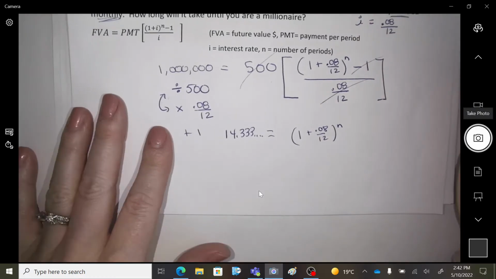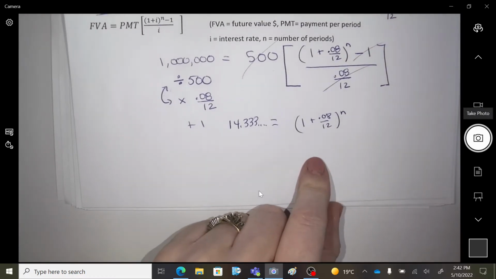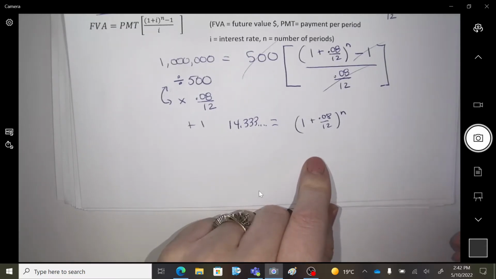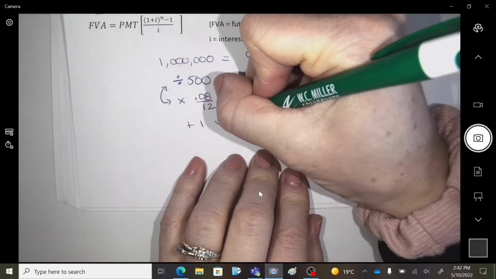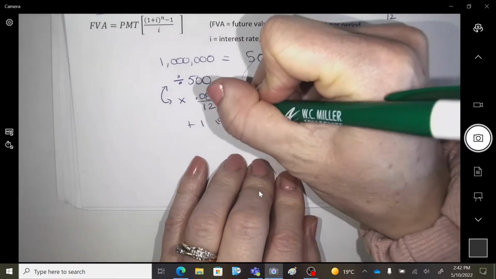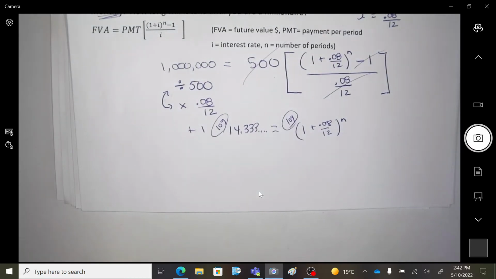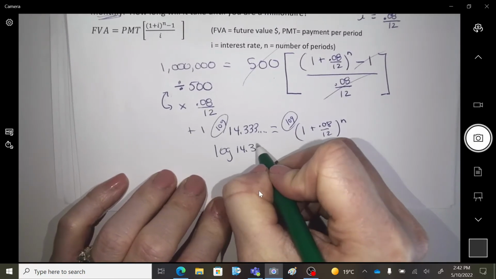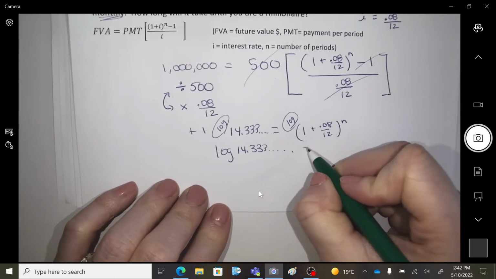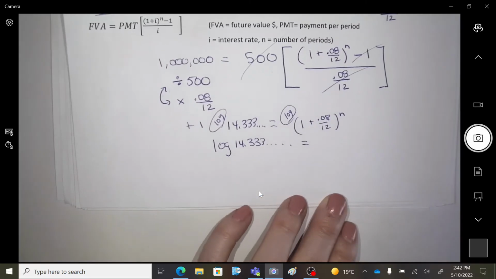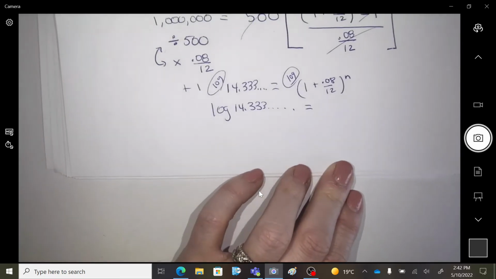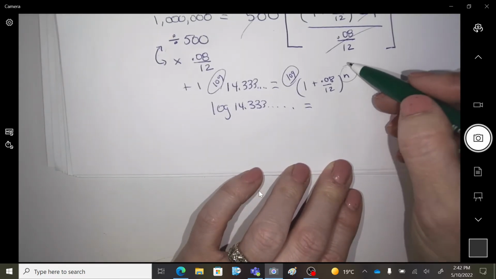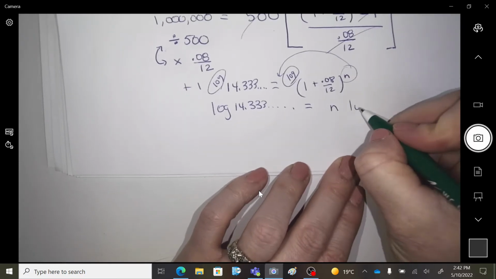Now, what do we do? My variable is in the exponential position. So what should we do? Log both sides. We're going to log both sides. So log of 14.33 equals, what can you do if you've done this log? The n can move to the front.